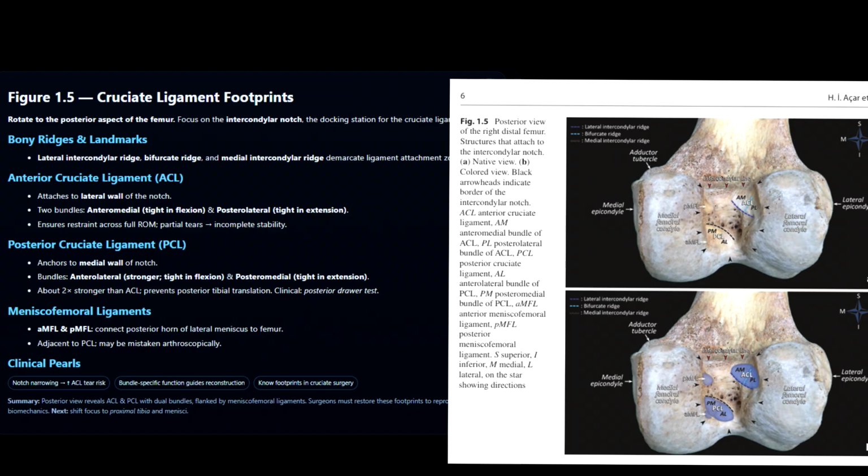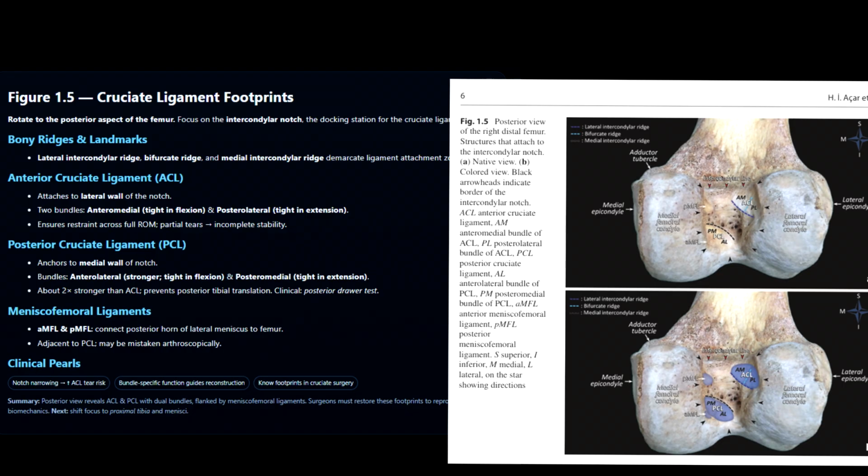Now look at the posterior cruciate ligament, which anchors to the medial wall of the notch. Like the ACL, it also has two bundles: the anterior lateral bundle, stronger and tighter in flexion, and the posterior medial bundle, tighter in extension. The PCL is about twice as strong as the ACL, and it prevents the tibia from sliding backward under the femur. Clinically, a torn PCL can be identified with the posterior drawer test, where the tibia sags backward like a sliding drawer.